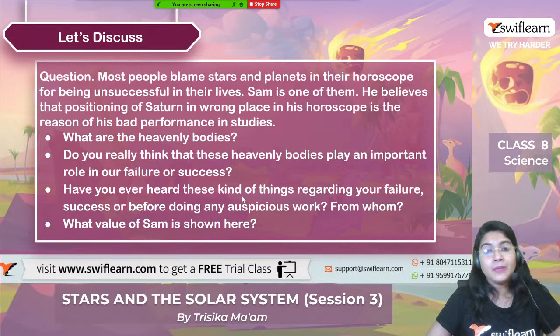This is also very important, right? So let us first read out the question. Most people blame the stars and the planets in their horoscope for being unsuccessful in their lives. Do you also think so? Sam is one of them. He believes that the positioning of Saturn is in the wrong place in his horoscope, and this is the reason for his bad performance, his bad result in the studies.